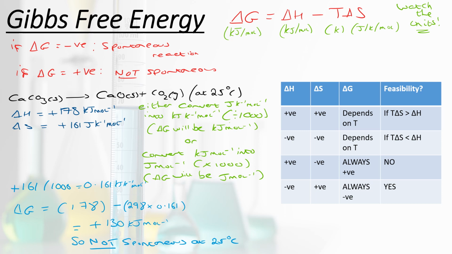Now what we say here is if delta G is negative, it's a spontaneous reaction, a feasible reaction. This is a reaction that will happen without us having to do anything. If delta G is positive, it's not spontaneous. It's not a feasible reaction.